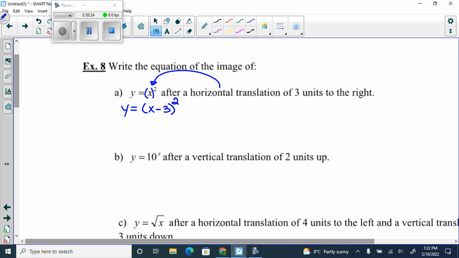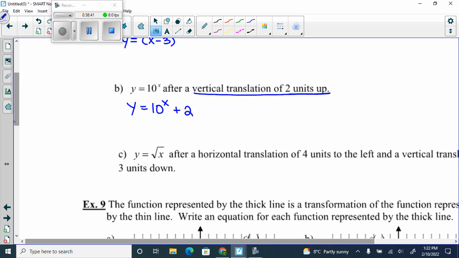This one is a vertical translation 2 up. Vertical translation, does it go with the x? If it did go with the x, it'd be in this little exponent up here. It would join it. That's where it would be. But it doesn't. It just goes to the back. So we get y equals 10 to the x, and then plus 2. Because vertical is always the same, whether it's mapping, words, or graph, or equation, always the same.